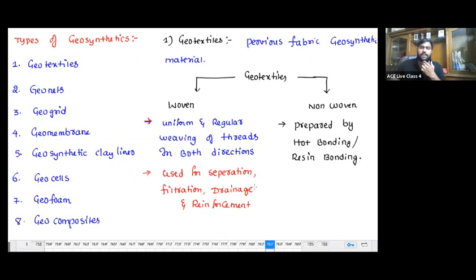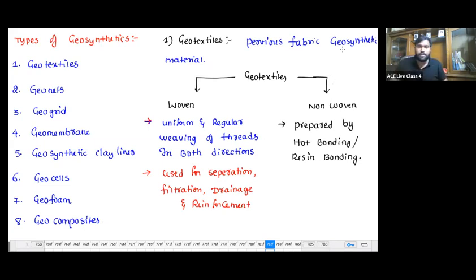Why, sir? Why not for containment? Arey baba, containment, I cannot allow the water to go out, but this is a pervious member. As it is pervious, the water or gases will definitely penetrate into this. So geotextiles cannot be used for containment.